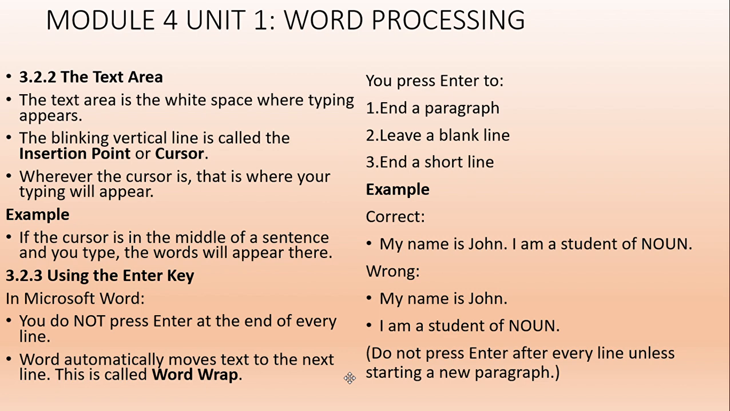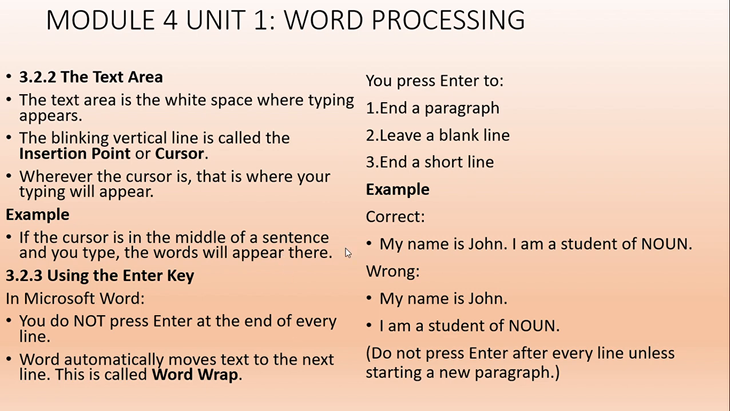So let's continue. Then we have the text area. The text area is a white space where typing appears. Then another one, we have the blinking vertical line. This blinking vertical line is called the insertion point or cursor. Wherever the cursor is, that is where your typing will appear. For example, if the cursor is in the middle of a sentence and you type a word, the word will appear there. So let me show you an example now.